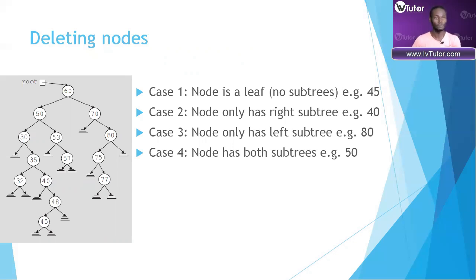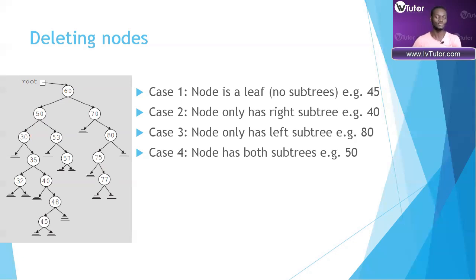The first case is that it's a leaf node, like 45. It has no left or right subtrees. Case number 2, it only has a right subtree, but no left subtree, like 40. So this one doesn't have a left subtree, it only has a right subtree. Case 3, it only has a left subtree, but no right subtree, like 80. And case 4 means it has both left and right subtrees, like 60 or like 50, both. So in deleting nodes, you have to deal with these 4 cases, because what you need to do depends on the case that you're dealing with.